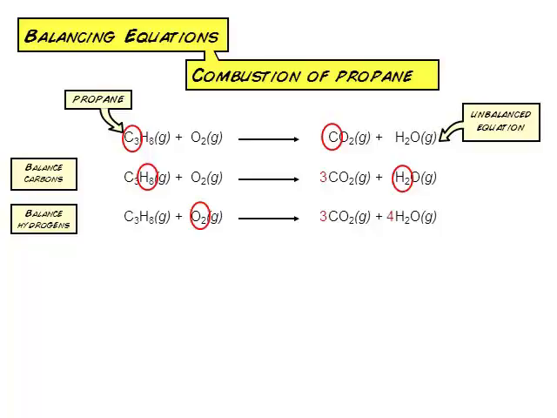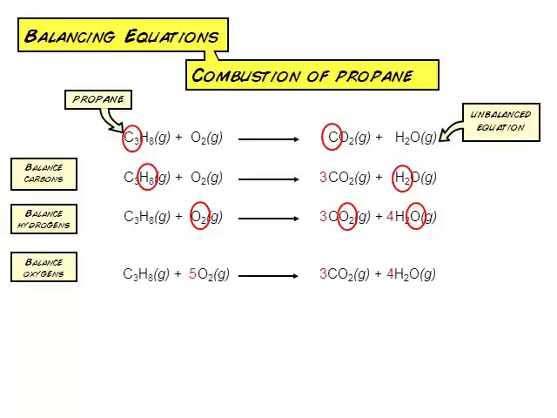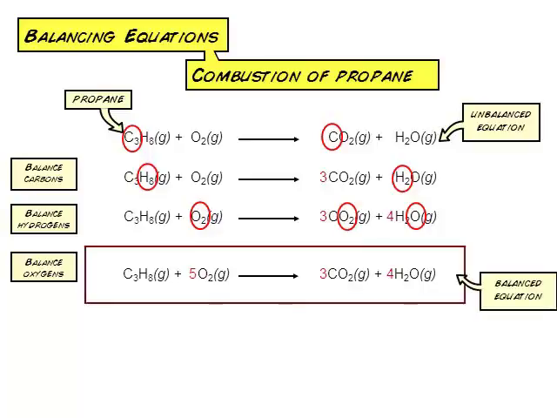Next we look at the oxygens. There's 2 oxygens on the left, and 3 times 2 oxygens from the CO2, which is 6, plus the 4 oxygens from the H2O. This means we have a total of 10 oxygens on the right, but only 2 on the left. Therefore, we need to balance the oxygens by multiplying the number of oxygens on the left by 5. This means we now have 10 oxygens on the left and 10 oxygens on the right. Overall, now we have a balanced equation.